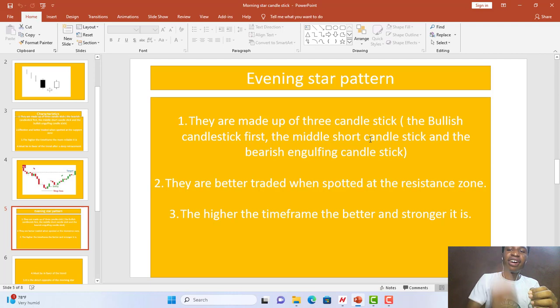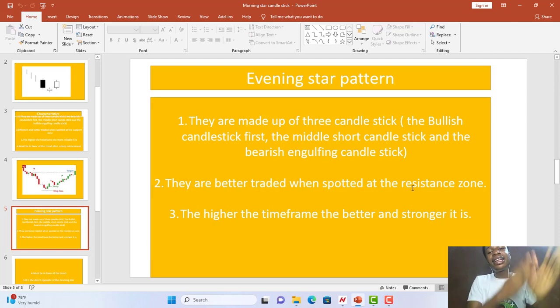And the bearish engulfing candlestick. Whenever it's spotted, it's a killer strategy. This works. They are better traded when spotted at the resistance zone. So you either allow that market that has been buying, buying, buying, and when it's about to reverse, it gives you an evening star pattern.